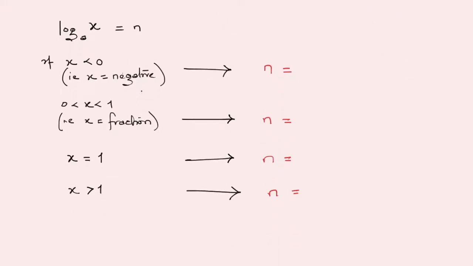So if we do a summary of what we've learned, we're saying that for an expression log to the base a of x is equal to n, if x is less than 0, so if x is negative, then like what we just said, the solution n cannot be expressed as a real number, so it does not exist. Now if x is between 0 and 1, which is a fraction, then n is likely going to be a negative number.